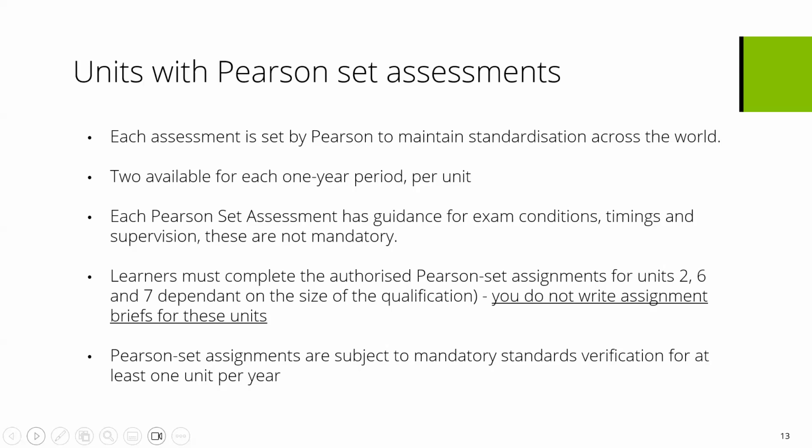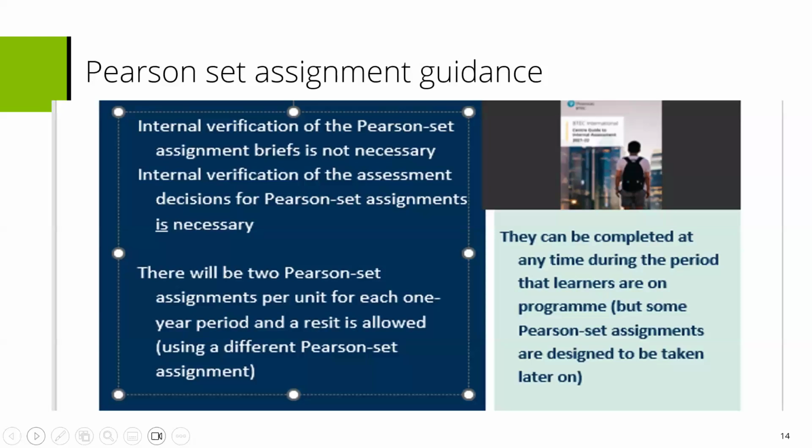Learners must complete the authorised Pearson set assignments for units 2, 6, and 7, dependent on the size of your qualification, and you do not write the assignment briefs for these units. Pearson set assignments are subject to mandatory standards verification for at least 1 per year. Internal verification of the Pearson set assignment briefs is not necessary because they have been written by Pearson and you are making no changes to them.